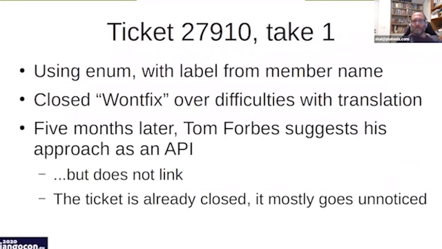5 months after it was closed, Tom Forbes from 3 slides ago showed up and posted a message on the ticket suggesting an API for adding translatable labels. This API was taken from Django Choice Objects, but Tom did not link to his implementation, and the ticket was already closed, so basically nobody noticed.